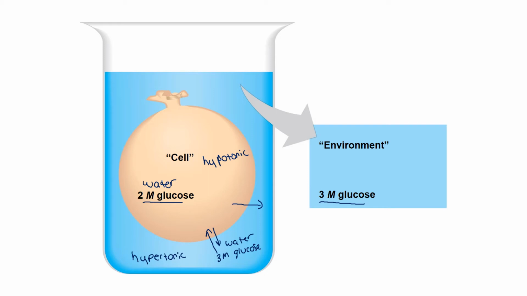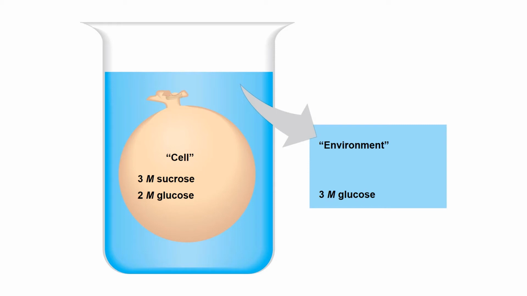All right, so let's add some salt. Now we have a cell that has 3 molar sucrose and 2 molar glucose, so that's 5 molar solutes. Okay, and now we have an environment that has 3 molar glucose, so we know that there's 3 molar glucose here, and there's water. Okay, there's also water in here. All right, so we have 5 molar of solutes in the cell. We have 3 molar of solutes out of the cell.